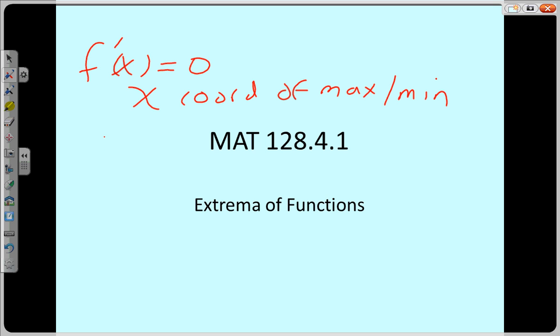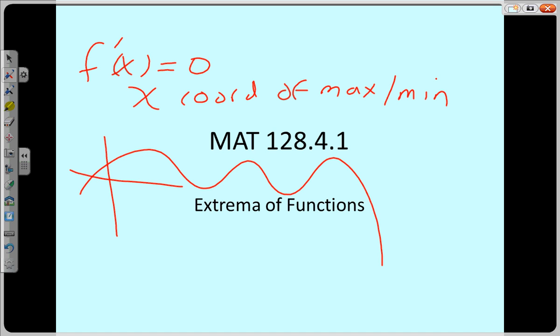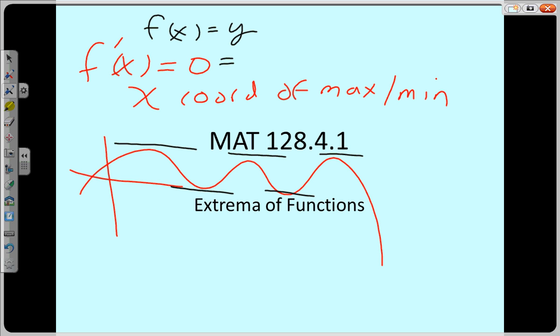That means if you have a graph, the derivative is going to equal 0 at those points. That's where the derivative equals 0. Well, you find the y coordinate by putting it back into the function. Remember, f of x equals y. F prime of x equals the derivative, or velocity, or maximum, minimum, things like that. So if you have the x coordinate, you can find the y coordinate by putting it back into the function.